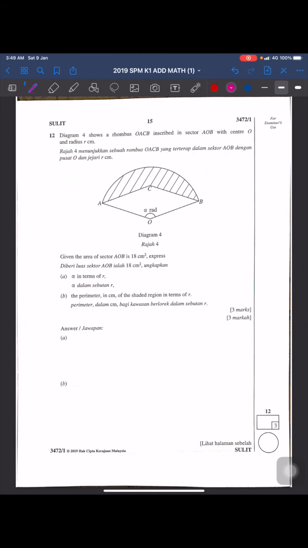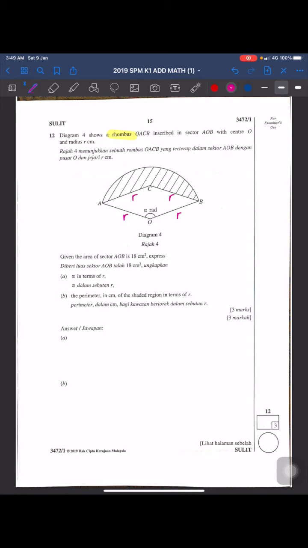Okay, question number 12. Diagram 4 shows a rhombus AOACB inscribed in sector AOB with center O and radius R. Given the area of a sector AOB is 18, express alpha in term of R. Given the question dia kata rhombus kan. So rhombus, kita tahu rhombus semua sisi sama kan. Radius R, so sini pun R.